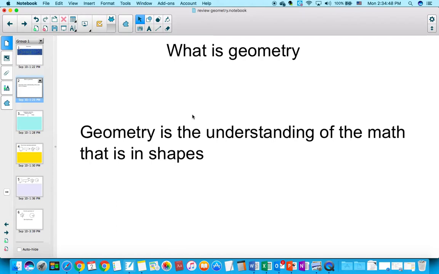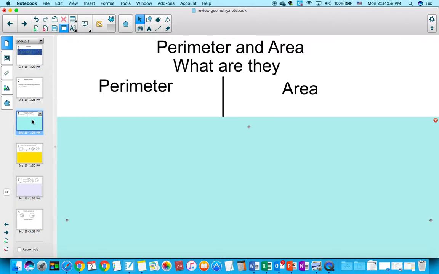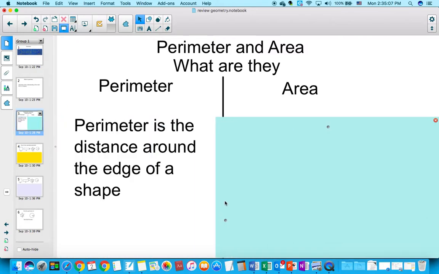So geometry is basically the study and the math of what is required to create these shapes, for these shapes to follow within their definitions. So there's a couple terms you have gone over from grade 6 and grade 7, and that is perimeter and area. Well, you should know that perimeter is the distance around the edge of a shape.